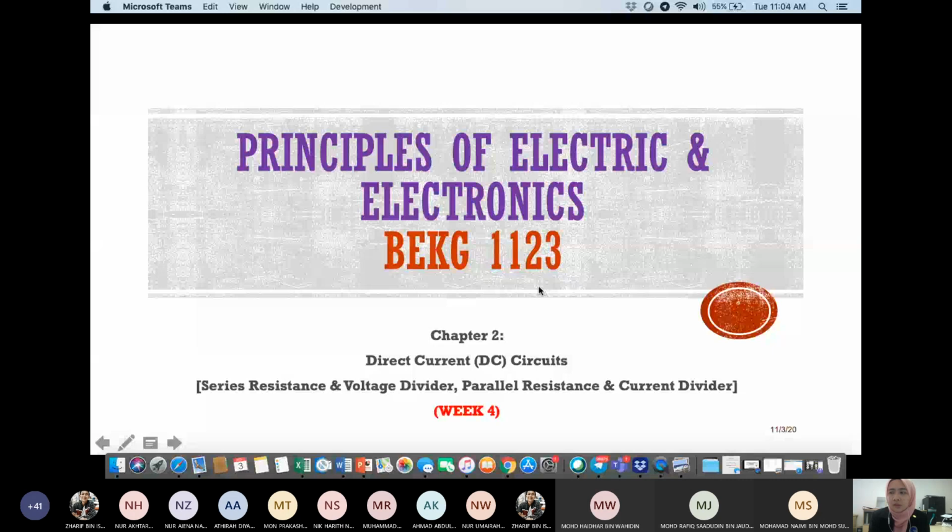But maybe some of you are still quite confused if you're given a circuit, because some of you did WhatsApp me during the weekend asking about the tutorial. If I'm not mistaken, tutorial 2 question number 11. Some of you think that circuit is a parallel circuit, but instead that one is a series circuit. So please make sure that you're able to differentiate between parallel and also series circuit.